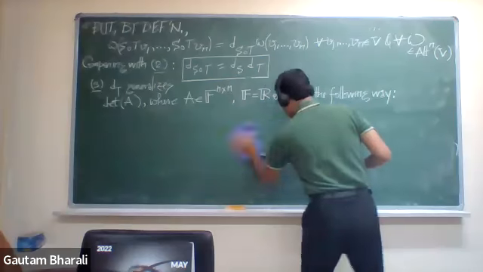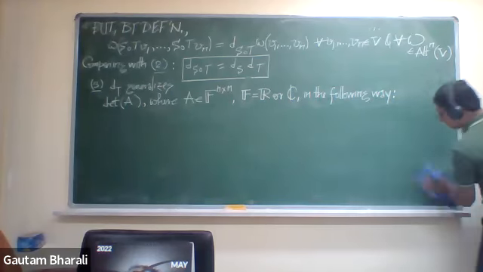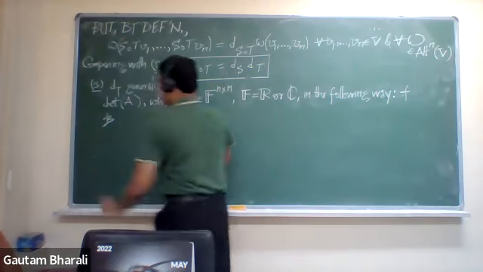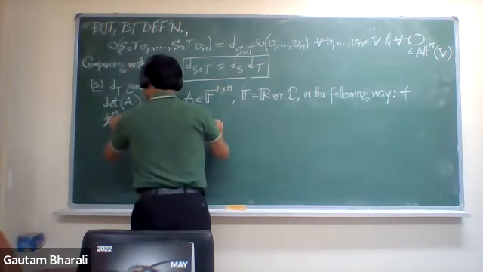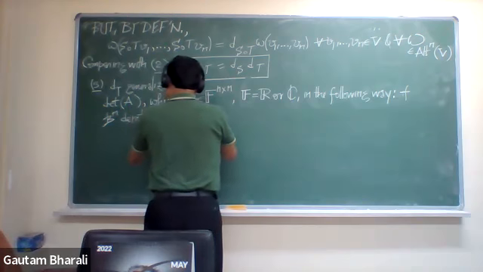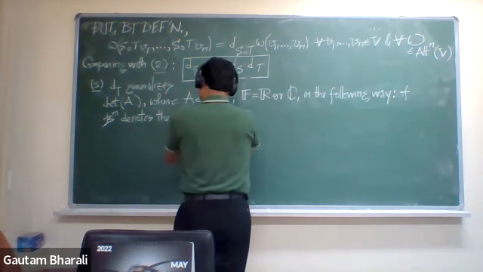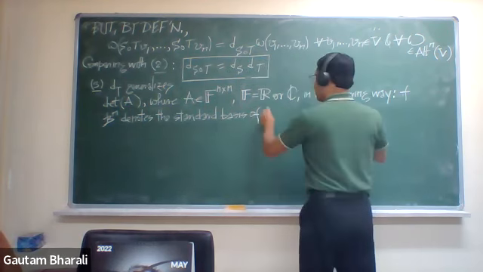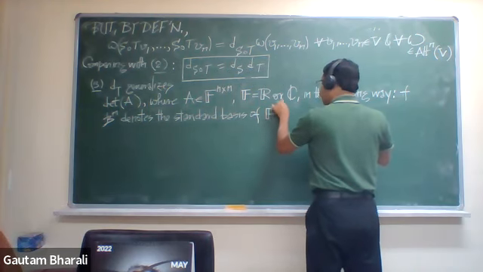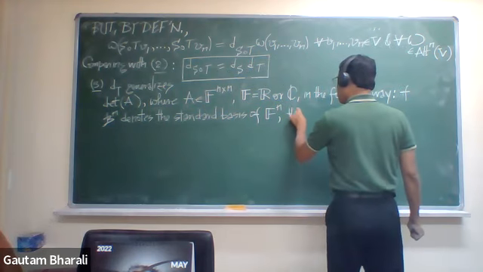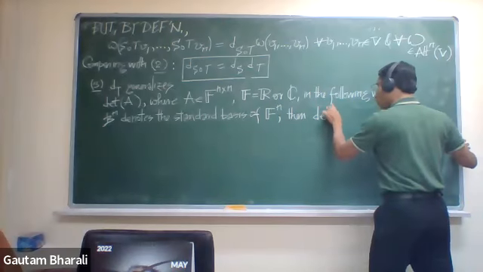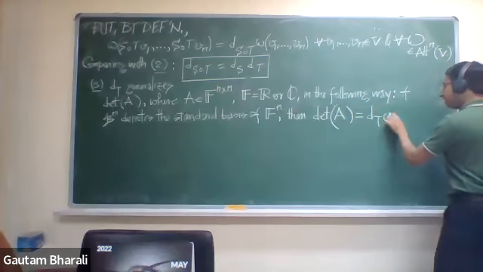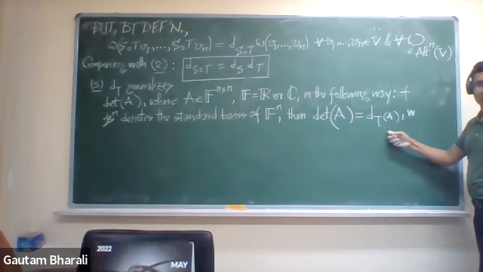And it is in the following way that if script B_n denotes the standard basis of the Cartesian product F^n, then the determinant of the matrix A is nothing but d_T of A, where you will now guess the way I have written it.